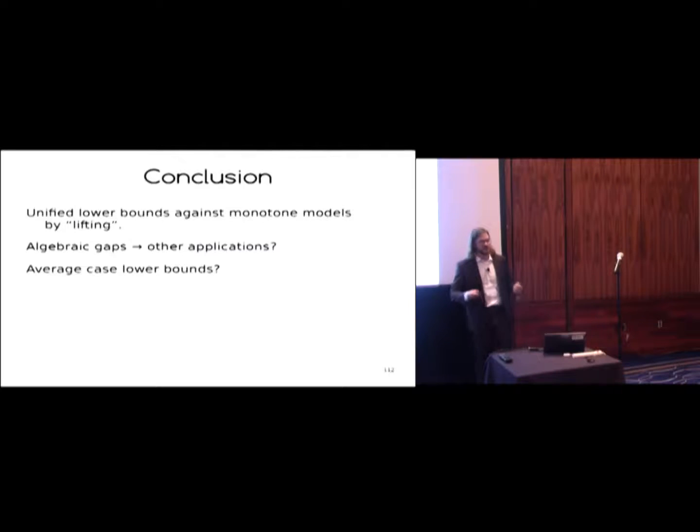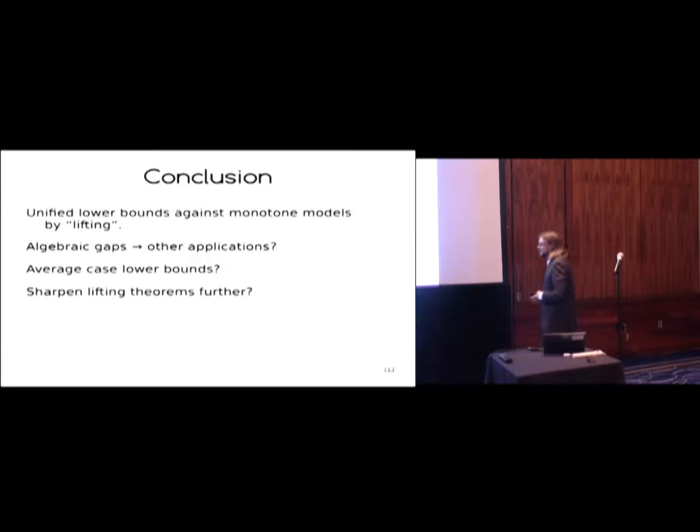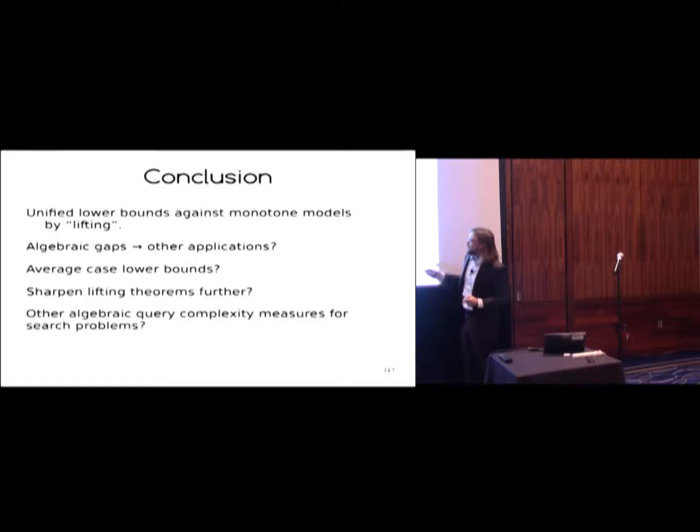Average case lower bounds is an obvious problem. The rank measure is inherently a worst case measure, so you're going to need really new ideas to get average case lower bounds. And of course, the question you get at any lifting talk is to sharpen the lifting theorems further. We want a constant size gadget. That's the main message from the people who work on these kinds of things. If you get a constant size gadget, then maybe we can get truly exponential lower bounds, like 2 to the n.